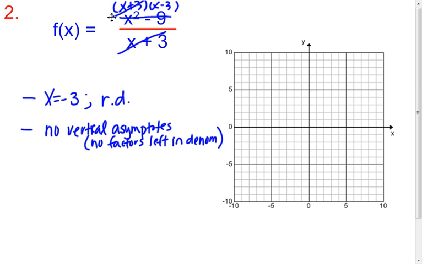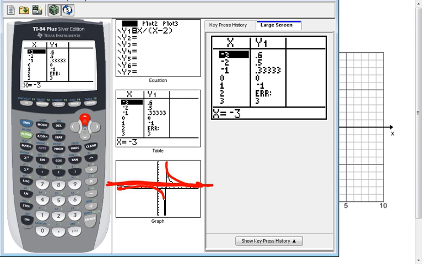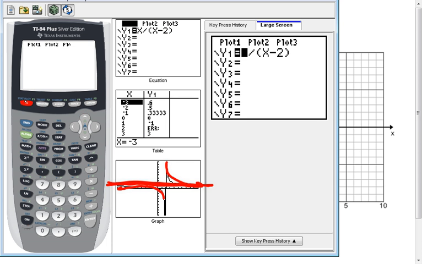Now, when you put your function into your calculator, you need to put the original function into your calculator. So you need to put the x squared minus 9 on the top and the x plus 3 on the bottom. And when you do that, you need to make sure you use parentheses. So I will show you how to do this here. You're going to put in x squared minus 9, that whole quantity, in parentheses so that your calculator doesn't get that mixed up. So the quantity x squared minus 9 in the numerator, and then divided by the quantity x plus 3.